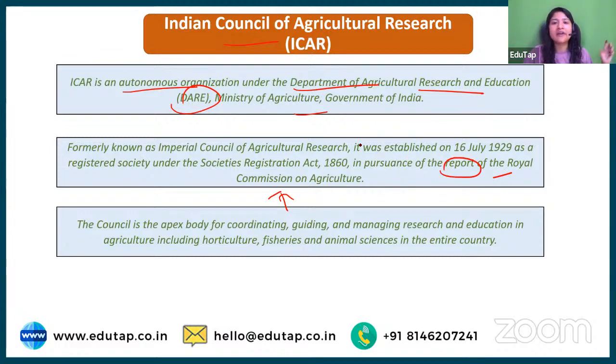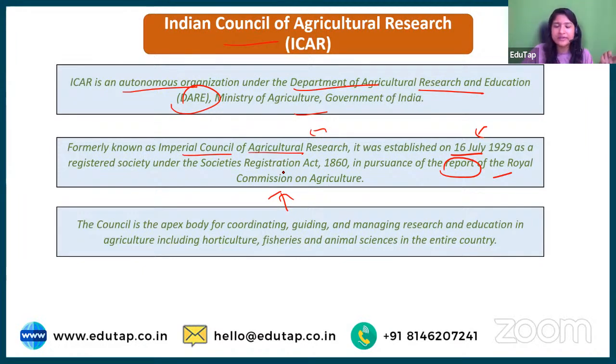Okay, and then after it was mentioned in the report, the recommendation said that there needs to be an agriculture institute, specifically a research institute here. Okay, and hence at that time when this was established on 16th of July 1929, the name given was Imperial Council of Agricultural Research. ठीक है, उस time में Imperial Council of Agricultural Research दिया था.